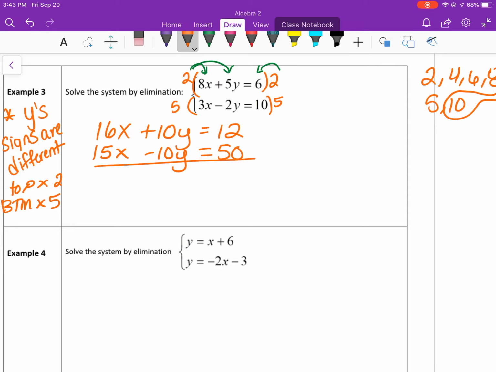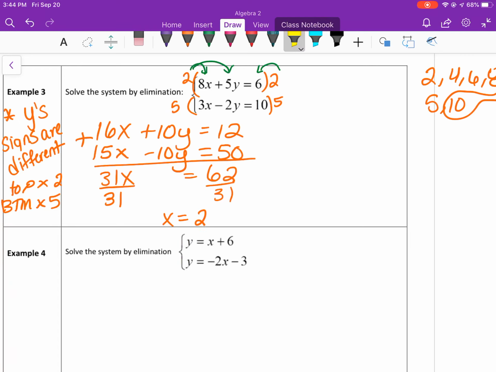So now I have opposites. Once I have opposites, I add the two together. 16x plus 15x is 31x equals 12 plus 50 is 62. Then you can continue solving, and you divide by 31 on both sides, and we're going to get x equals 2.